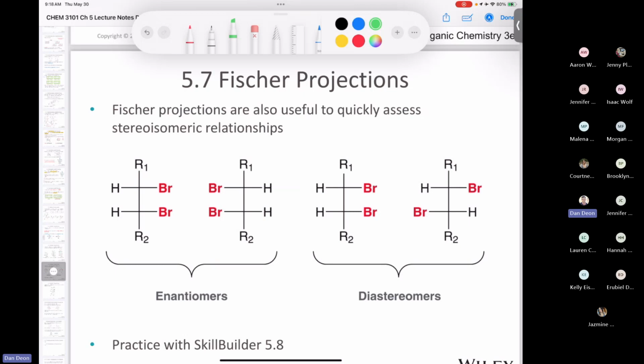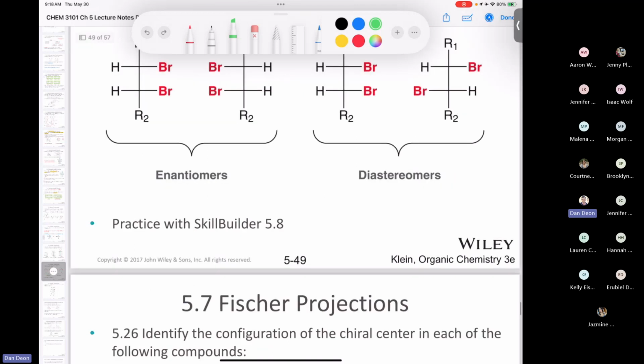So you can see with the first two compounds that both stereocenters are flipped, right? They're both reversed. So these two compounds must be enantiomers. Here, one of them is flipped. So this one is flipped, but the other one is identical. And so those must be diastereomers. Okay, so again, Fisher projection is very useful for that kind of thing.